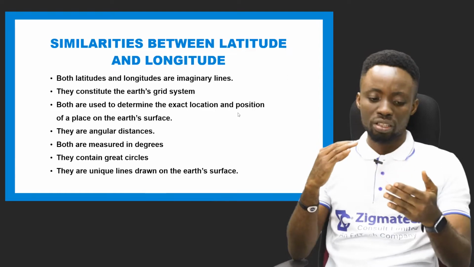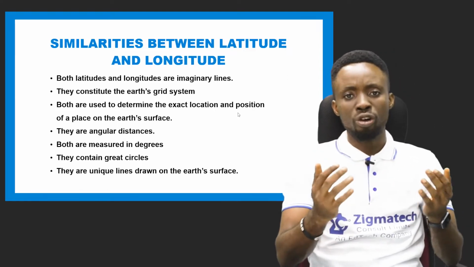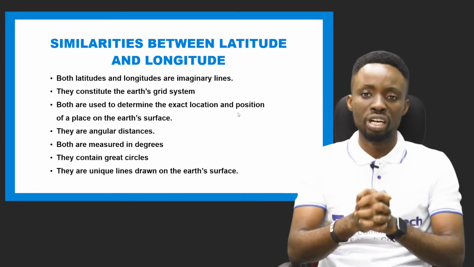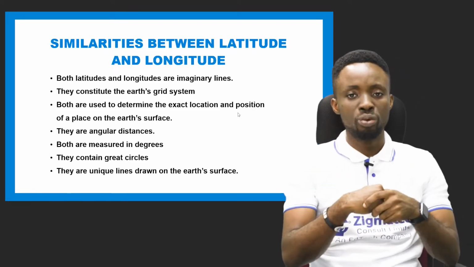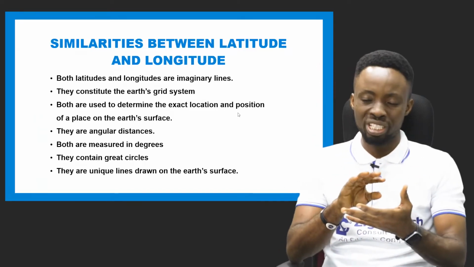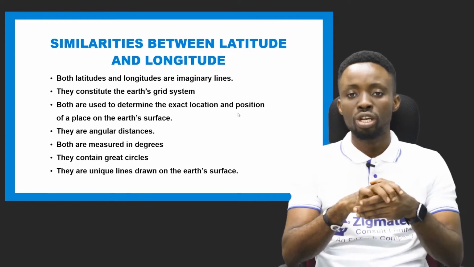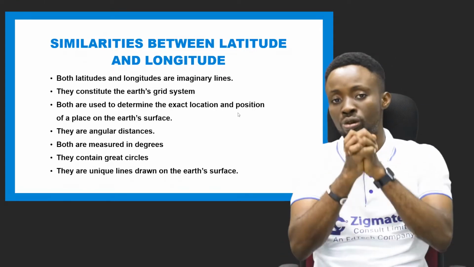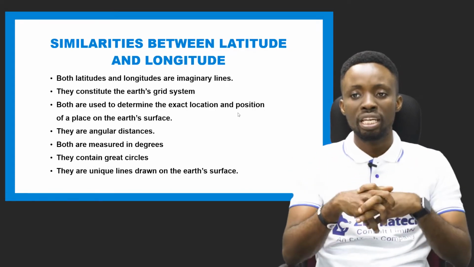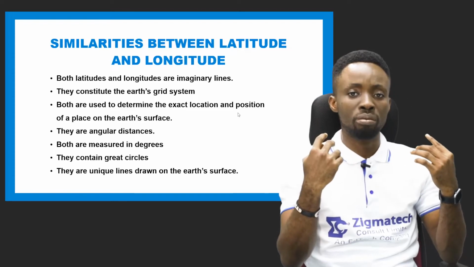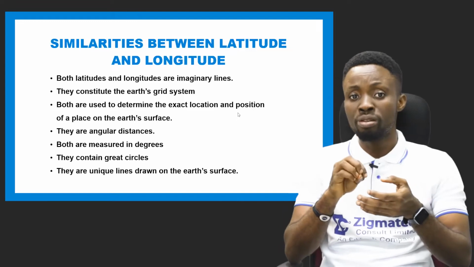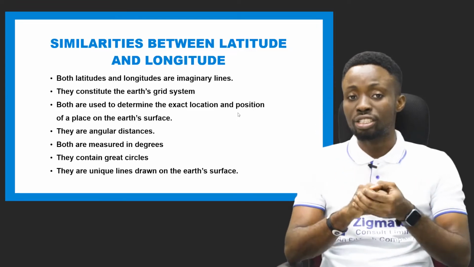Now, for both of them, they actually combine to make the grid system of the Earth. So what I'm trying to say is that we have what they call grid lines, and grid lines are actually used to pinpoint or to get the precise location of a place. So we make use of latitude and longitude combined together to form a grid line. And whenever we are looking for a particular location on the Earth's surface, we make reference to both the latitude and longitude.